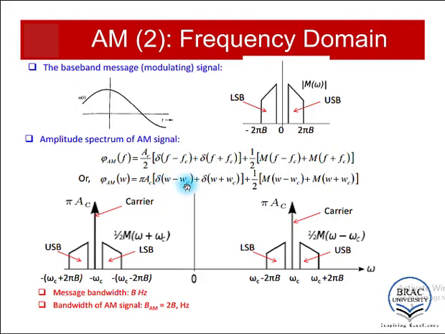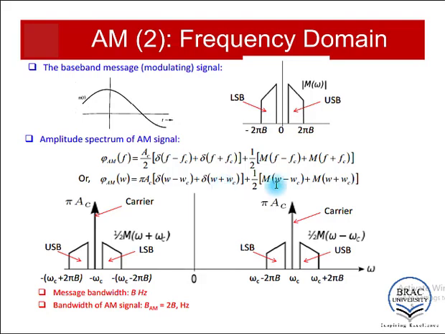One thing to note here, this delta(omega minus omega c) means you are right shifting an impulse by omega c in the omega domain. Similarly, delta(omega plus omega c) means you are left shifting an impulse by omega c in the omega domain.